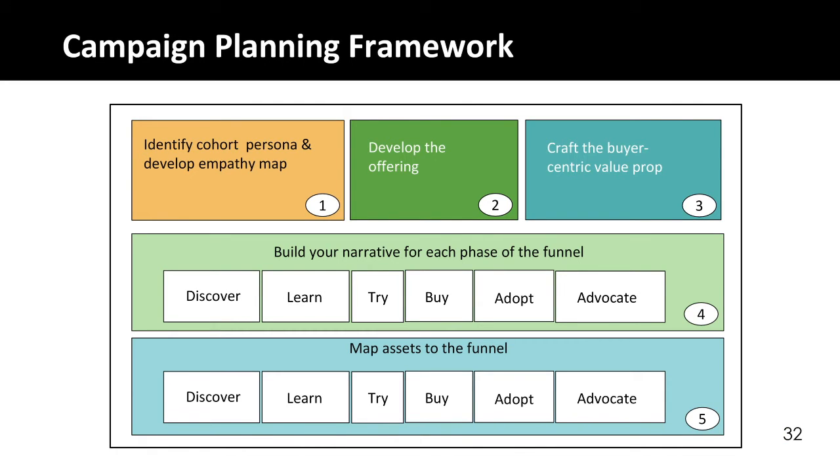So slide 32. The campaign planning framework is something I put together that walks you through each of the 5 pieces. Number 1, identifying your cohort persona and developing an empathy map for them. Number 2, developing the offering for them. 3, that buyer-centric value prop. So it's not simply why you should buy my widget. It is why you will benefit from buying my widget. And then the narrative piece was number 4, and then mapping your assets to the funnel is number 5.